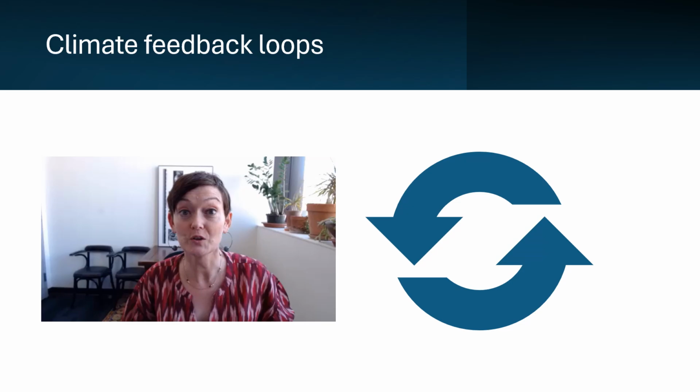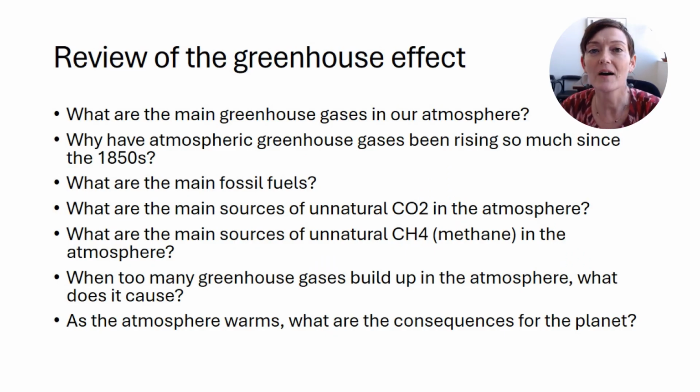First, a little review. So, what have we learned so far about the greenhouse effect? First of all, the main greenhouse gases are, and make sure that you know this, carbon dioxide and methane. Nitrous oxide is also there, but it's less important. The two main ones I want you to know are carbon dioxide and methane.